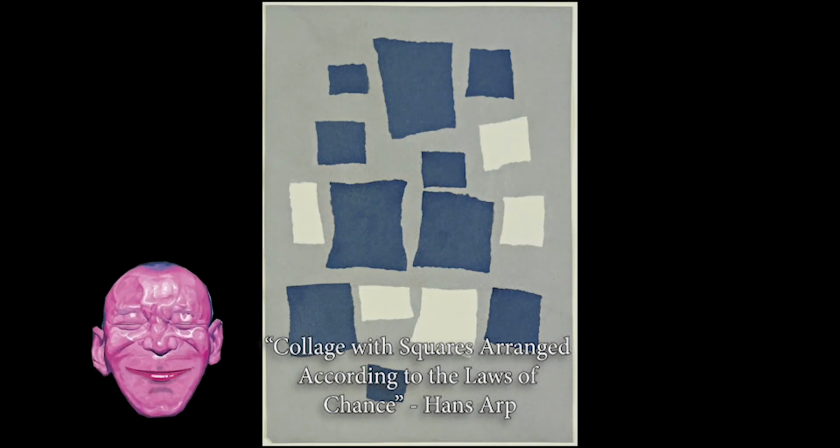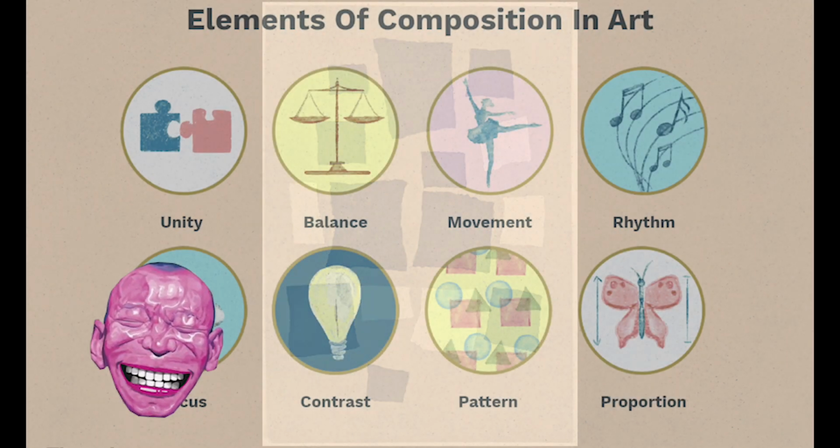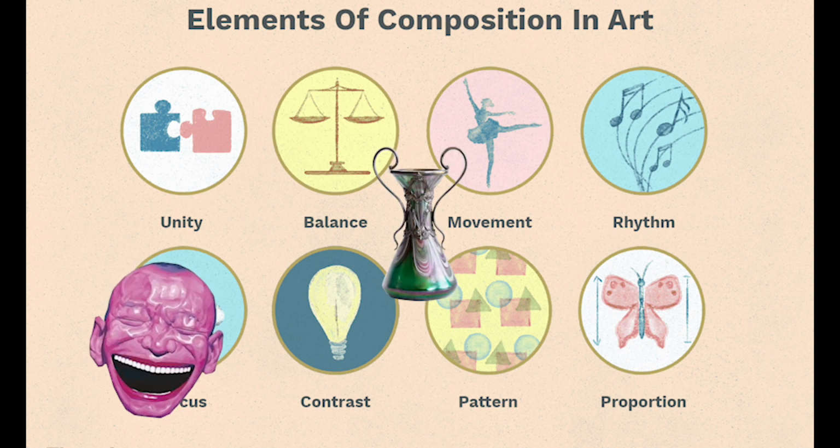These physical elements then need to be arranged in some way. This is called composition, and there are some principles for that too. This also includes things like style, technique, and skill.